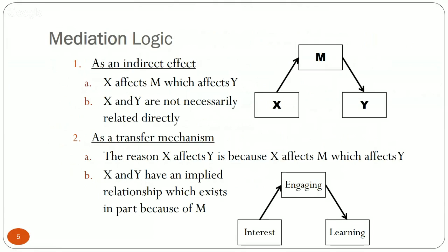So mediation logic: X affects M, which affects Y. The reason X affects Y is because of M. It's the reason for the effect. At least partially. It might not be the full reason, but it's at least partly the reason why X affects Y. So in this case, interest affects learning. Why? Well, it's because interest leads to engagement, and engagement affects learning. At least that's part of the reason.